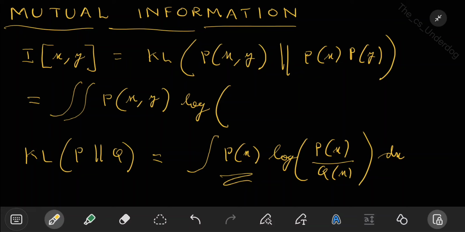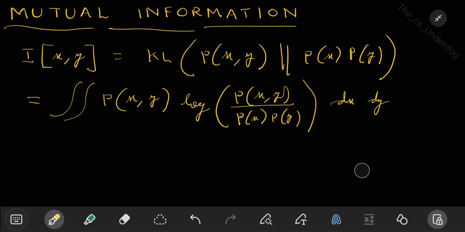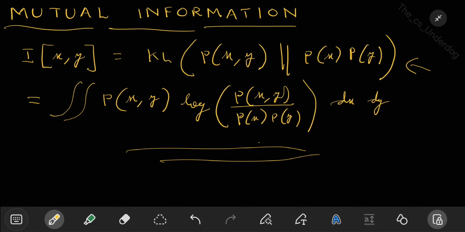Here you are comparing P of xy and P of x into P of y. So this will be P of xy divided by P of x into P of y, dx dy, right? This is how it will be. So the KL divergence between P of xy and P of x into P of y can be written as double integral of P of xy log of P of xy divided by P of x into P of y dx dy. This is how you find the mutual information between two random variables x and y.